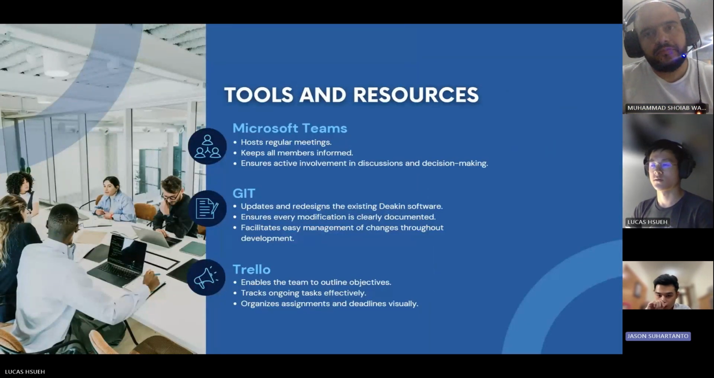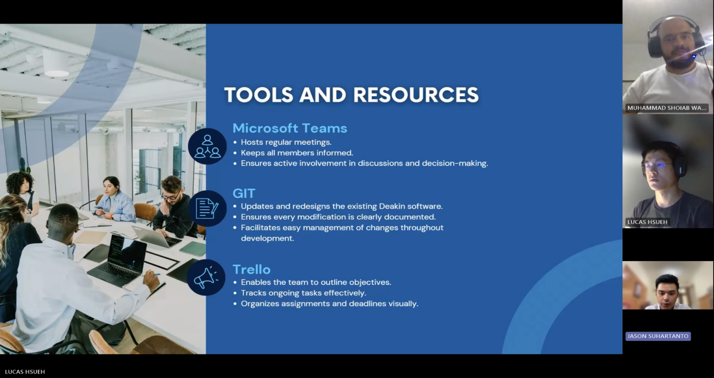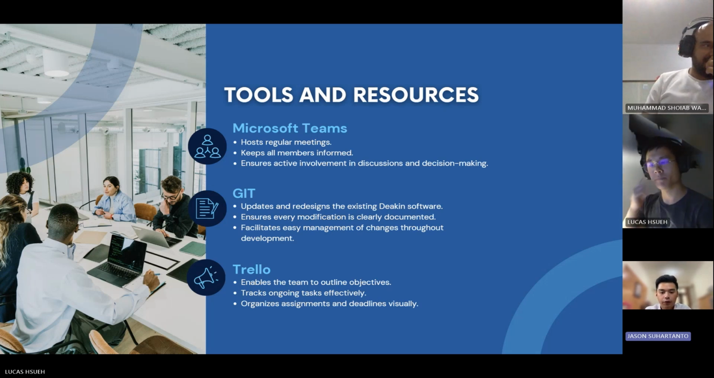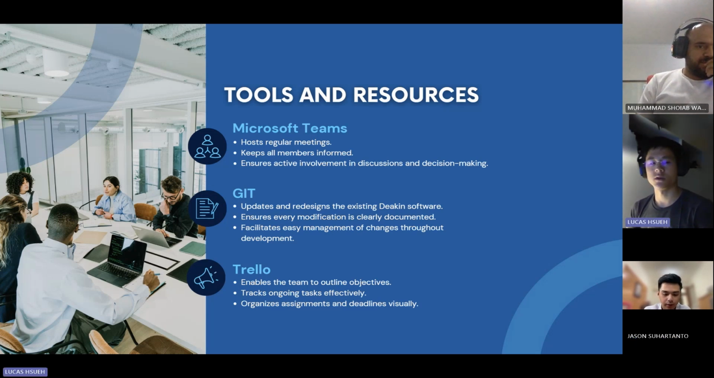Okay, next we have the tools and resources that we use. Firstly, we have Microsoft Teams. Teams facilitates effective collaboration through regular meetings, keeps all members informed, and encourages active involvement in discussion and decision making. Actually, we are doing this presentation in Microsoft Teams. So yeah, it's a pretty useful tool for communication between a team, which is really important in the Scrum framework.